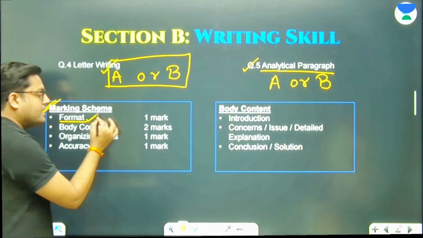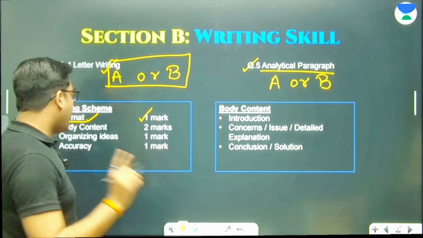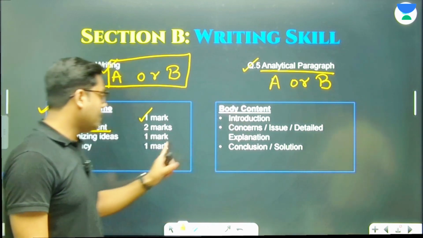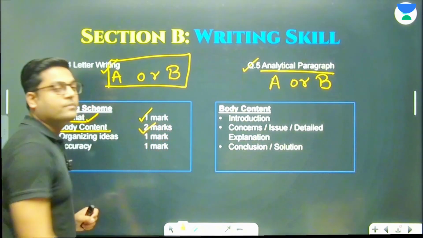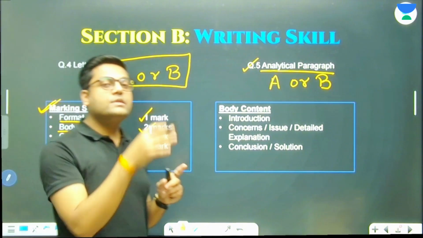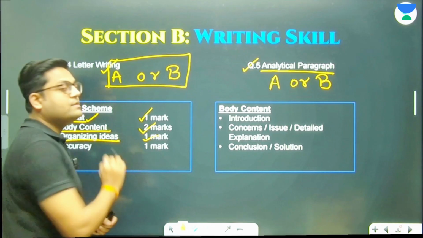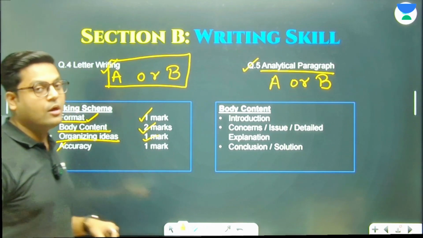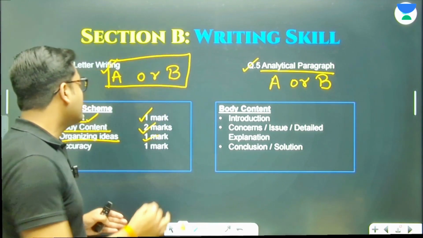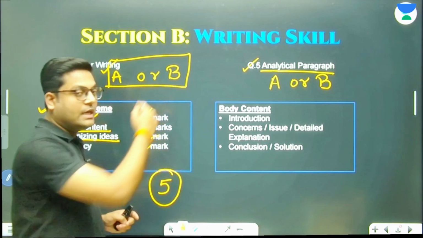If we talk about format, if you use the correct format, you will be awarded 1 mark for it. And for the body content, if your body is precisely correct, then in that case, you're going to get 2 marks for it. For organizing ideas, whether your flow is correct, the language flow and accuracy, you will be awarded 1 mark. And for the accuracy itself, that is your punctuation, your grammatical errors and all, if it is corrected, then you're going to get 1 mark. So in total, you're going to get 5 marks for each question.